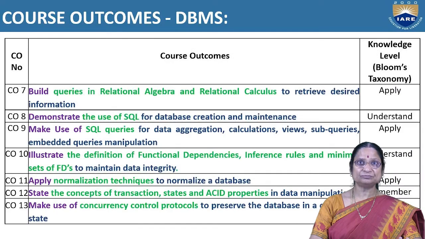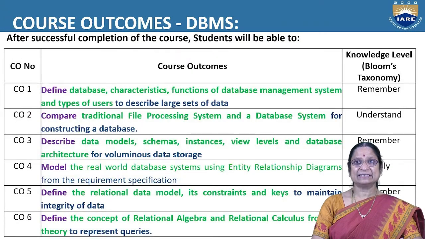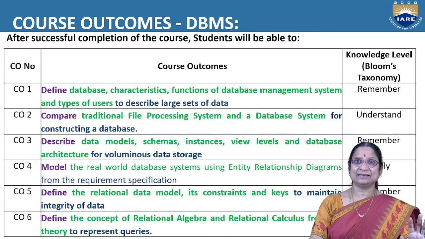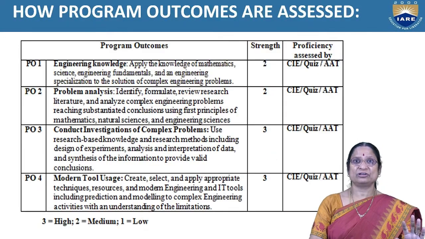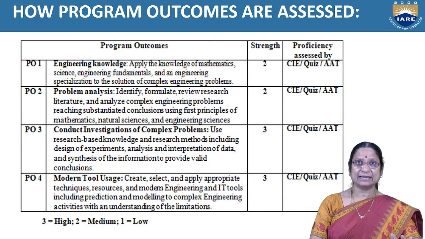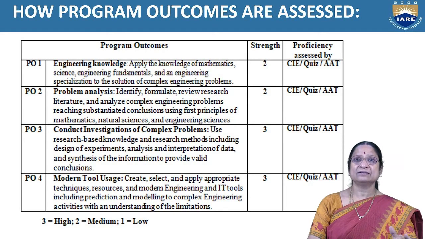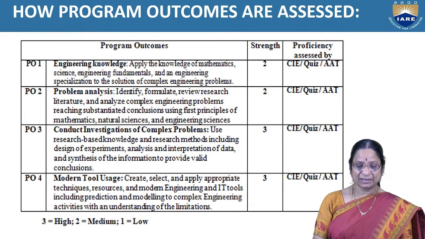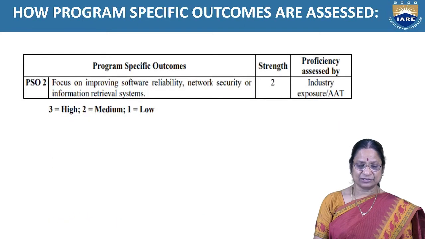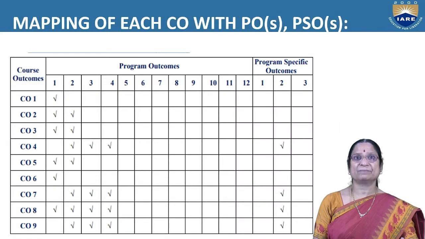So the first PO is engineering knowledge. What is the first CO? Define database characteristics, function, database management system, types of the users, describe large sets of data. Basically, database management system itself is based upon the set theoretical concept. So a mathematical approach is going to be identified. As well as, while storing the data, data structures are also used. So that's why we are applying the knowledge of mathematics as well as engineering. So that's why PO1 is mapped.